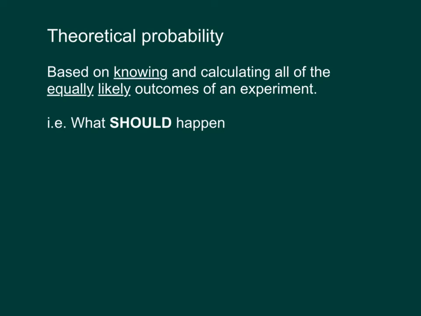Let's begin with some definitions. The theoretical probability is based on knowing and calculating all of the equally likely outcomes of an experiment. In other words, it's what should happen. Just like its name says, theoretical. Theoretically, if I flip a coin, I have a 50-50 chance of getting either heads or tails.